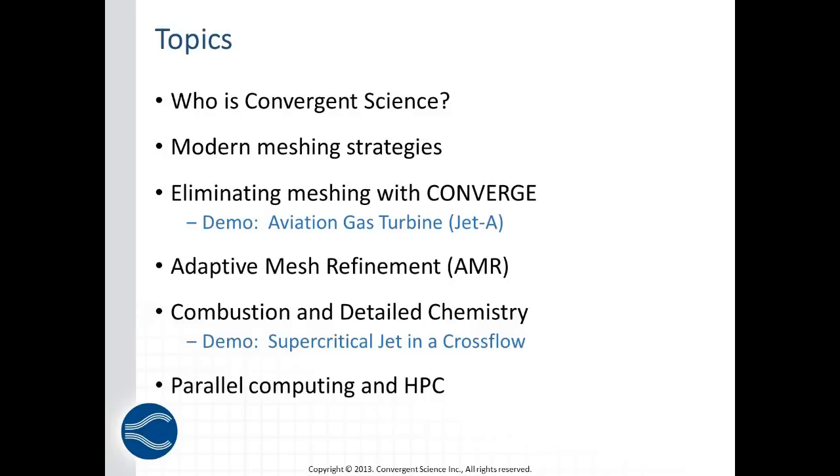Then I'll go into how you can eliminate that meshing using CONVERGE. I have a demonstration I'll show you today. It's a liquid-fired aviation gas turbine. I'll show you some images of that and show you what it looks like in the software as well. Then I'll talk through adaptive mesh refinement, which is a technique we employ in CONVERGE to capture things like flame fronts, regions of high shear, regions of any high gradient. It's a key feature in the approach to eliminate meshing, or to develop the best mesh for the solution.